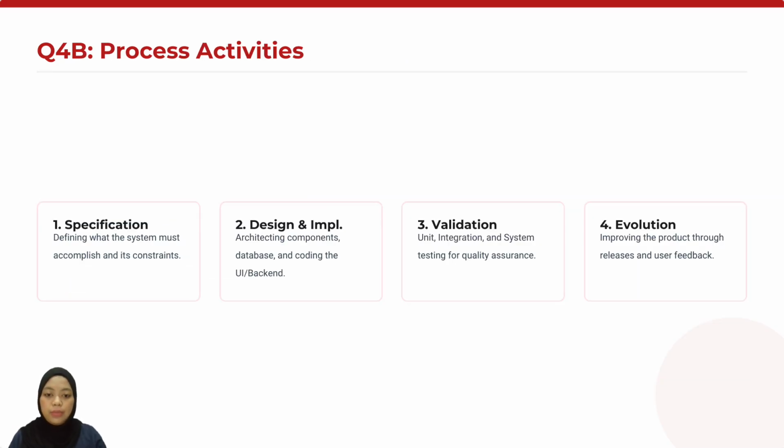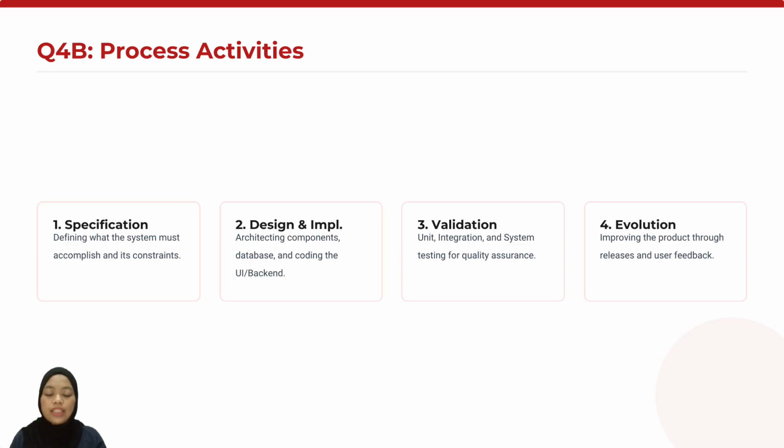Next, the incremental development model consists of four main process activities: specification, design and implementation, validation, and evolution. These activities are repeated for each increment of the system. The first activity is specification. In this phase, system requirements are gathered and documented based on user needs and business objectives. For the system, this includes requirements such as online ticket booking, seat selection, route information, cargo delivery services, GPS tracking, and secure payment methods. The requirements are prioritized so that the most important features are developed first.